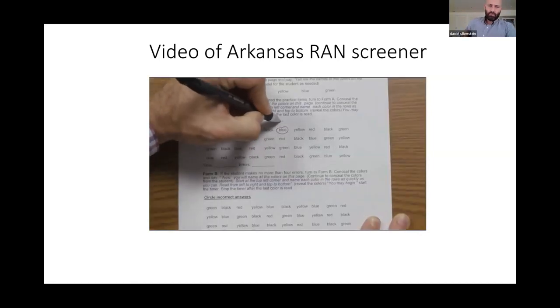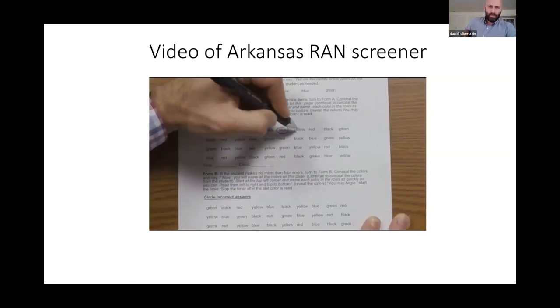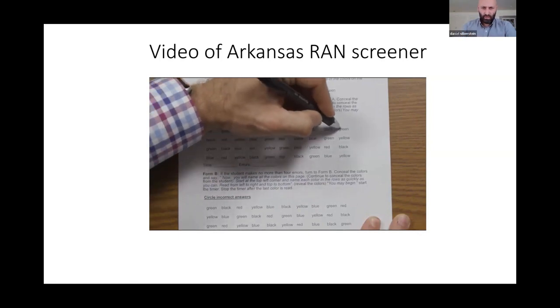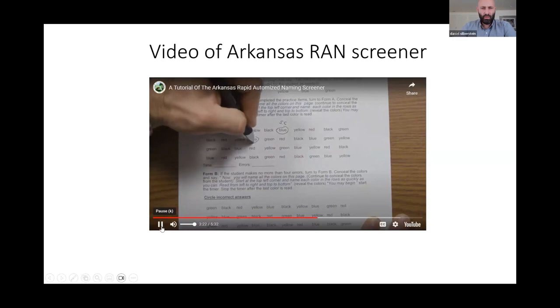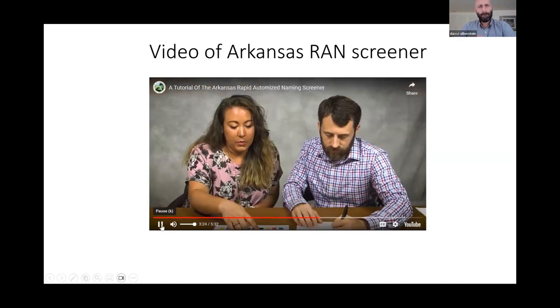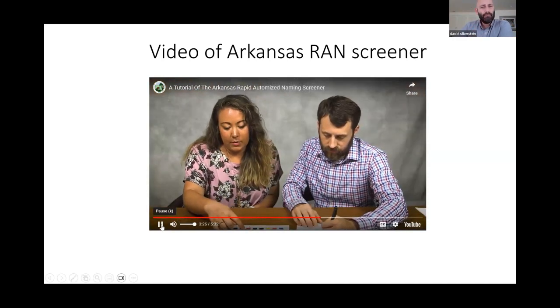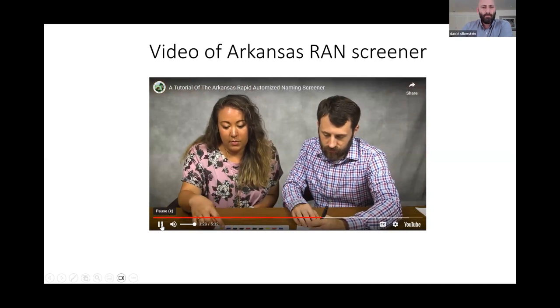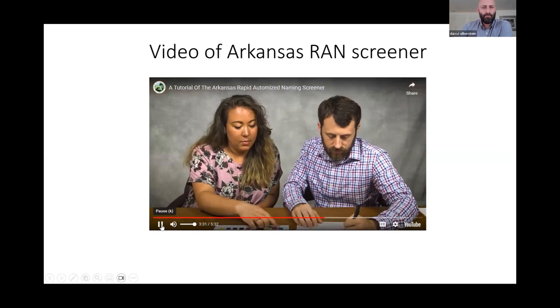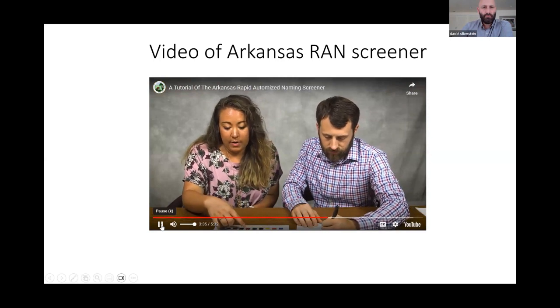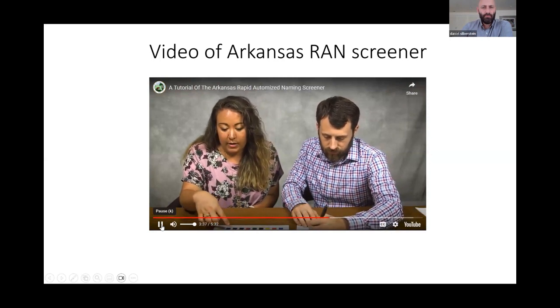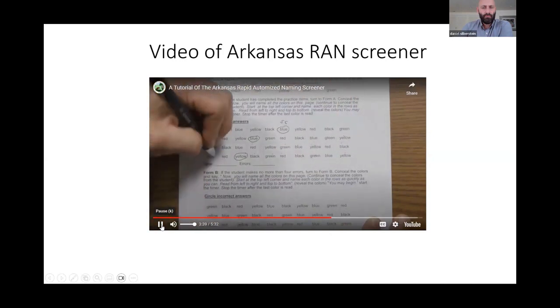Circle any incorrectly named colors on the student's score sheet. In order to eliminate guessing, self-corrections are capped at 1. It is counted correct if a student says a shade of the color to name the color instead of the name of the color. For example, the student says navy instead of blue. Stop the timer when the student has finished naming the final color.